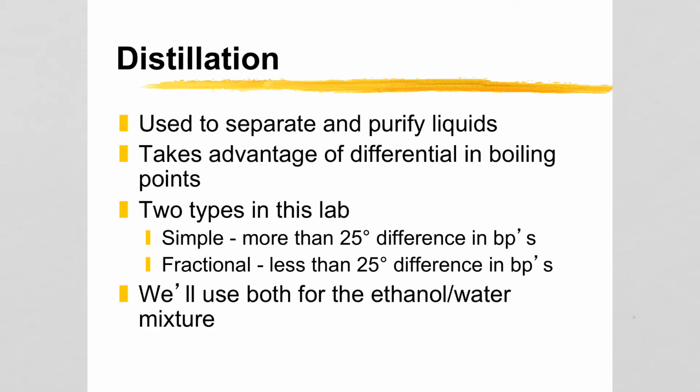It's used for separating and purifying liquids, and as you saw in the MIT video, it takes advantage of a differential in boiling points. Now, we're not going to do a vacuum distillation in this lab. We're going to do a simple and a fractional distillation. As it said in the MIT video, simple works best if you have a more than 25-degree difference in boiling points, and fractional works best if there's less than a 25-degree difference in the boiling points of the two liquids you are trying to separate.